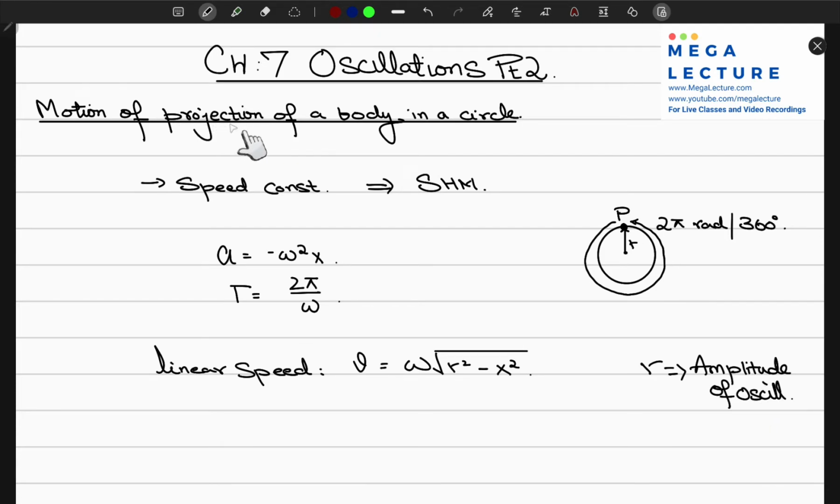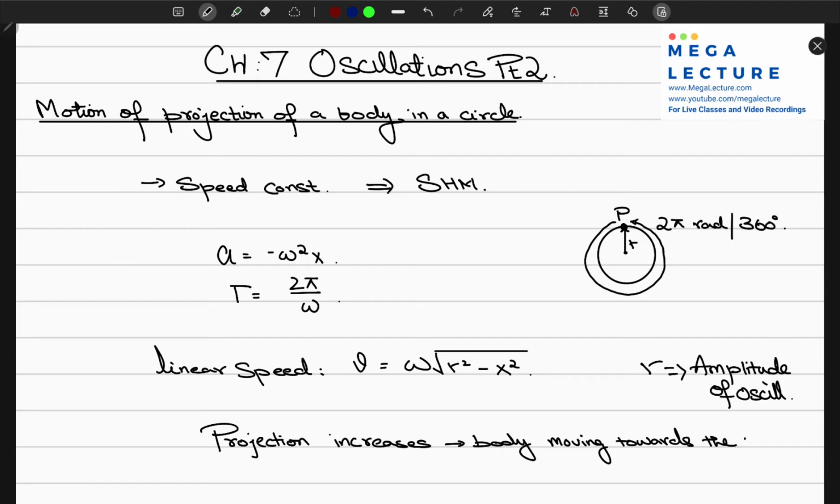Now, this projection speed that we're talking about will increase if the body is moving towards the center of the circle, and the projection speed will decrease if my body moves away from the center.